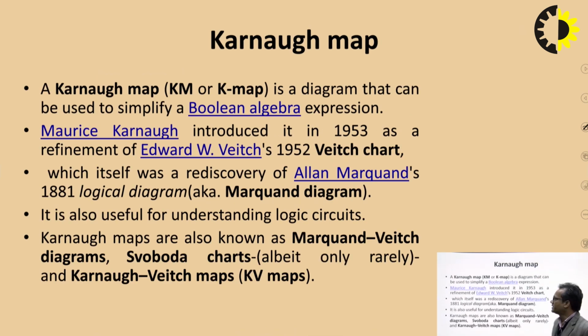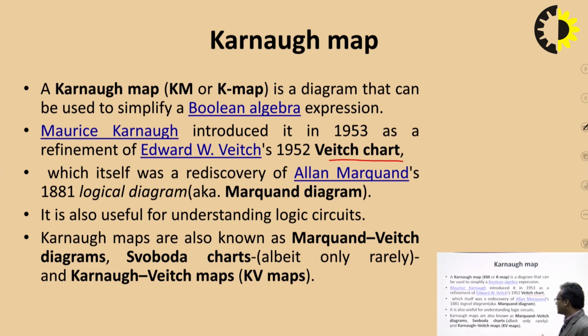So what is a K-map exactly? A Karnaugh map is a diagram that can be used to simplify a Boolean algebra expression. Maurice Karnaugh introduced this in 1953 as a refinement of Edward W. Veitch's chart of 1952. It is also a discovery of Allan Marquand's 1881 logical diagram, so it is called the Marquand diagram. It is also useful for understanding logic circuits. K-maps are also known as Marquand-Veitch diagrams.